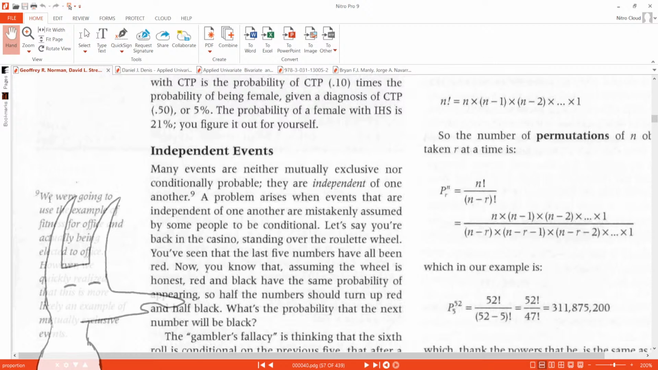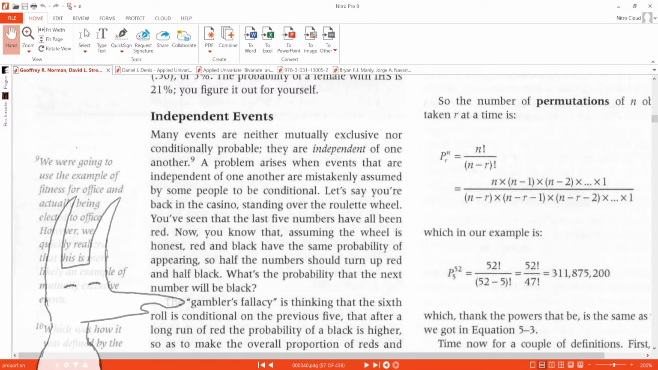We were going to use the example of fitness for office and actually being elected to office. Oh my god, so many political statements. However, we quickly realized that this is more likely an example of mutually exclusive events. Oh my god. If you're fit for office, then you'll not be elected. And if you were elected, then you were never fit for office in the first place. These guys.